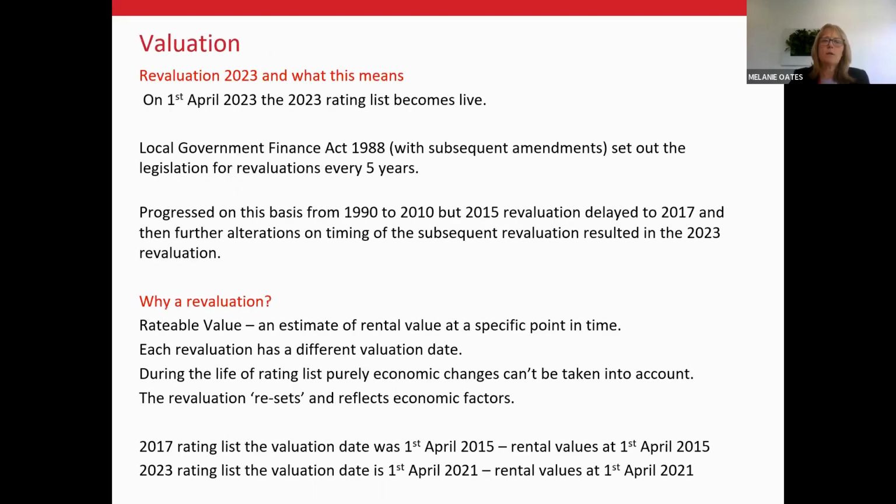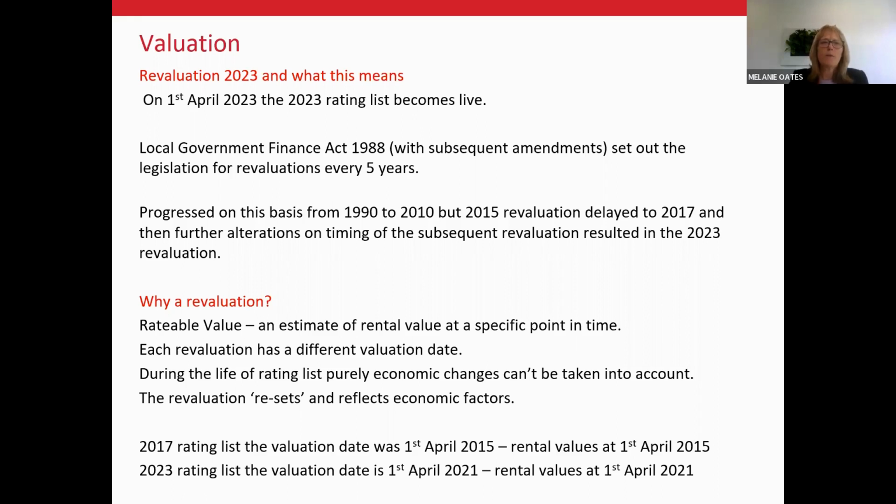So firstly, with regard to valuation, we're just about to embark on the 2023 revaluation. So on the 1st of April 2023, the 2023 rating list becomes live. You may have received bills already with regard to the payments that you will be making from the 1st of April 2023. And this is based on the new figures under the 2023 revaluation.